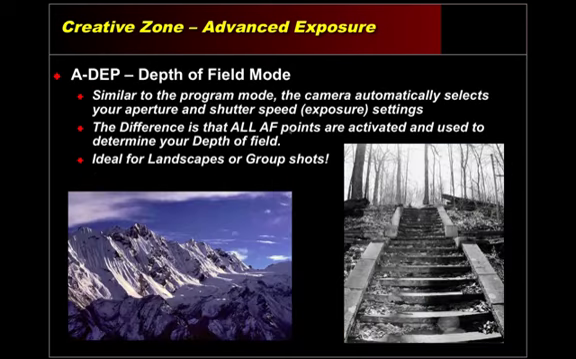Well, depth of field mode here is similar to the program mode, and the camera automatically selects your aperture and shutter speed. The difference is that all of the AF or autofocus points are activated and used to determine your depth of field. So this is great for landscapes or group shots where you want a lot of the picture in focus. Nice depth of field, everything sharp.